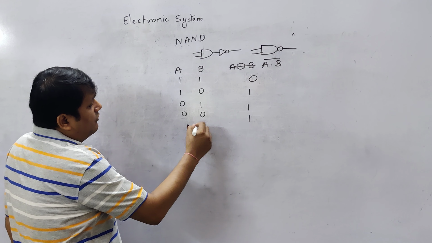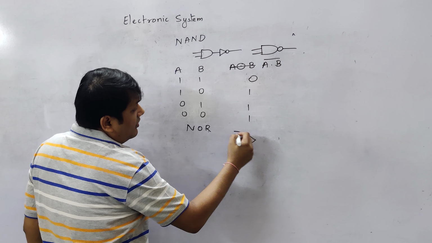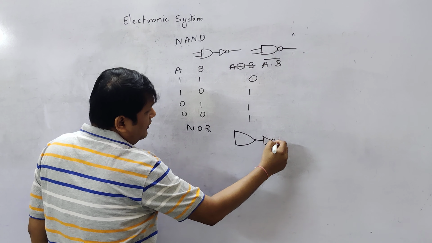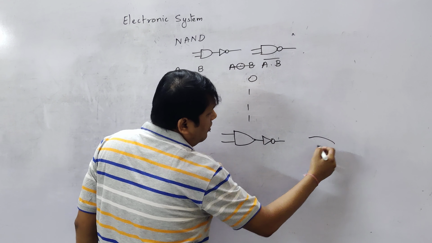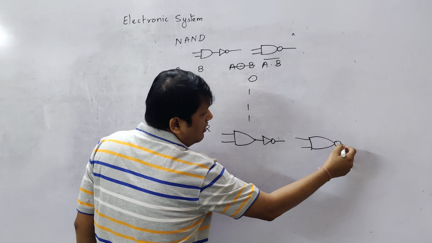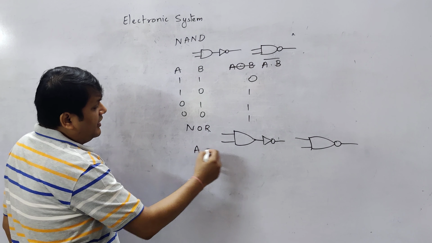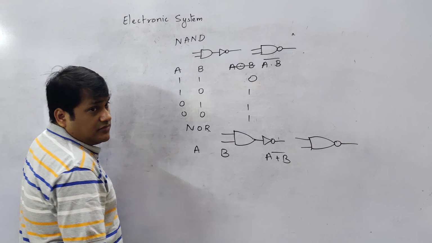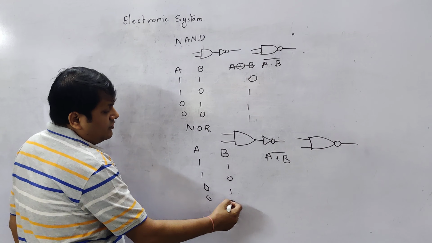Similarly, I have NOR. What is NOR? You put a NOT gate in front of an OR gate. That becomes a NOR. And what is the symbol for NOR? You have a bubble here on the OR gate. So what are the inputs again? A, B, A plus B bar. Again 1, 1, 0, 0, 1, 0, 1, 0.